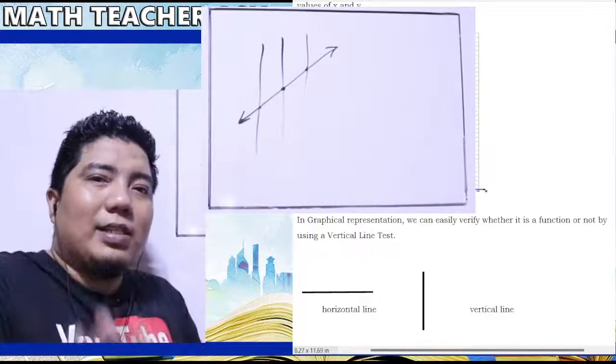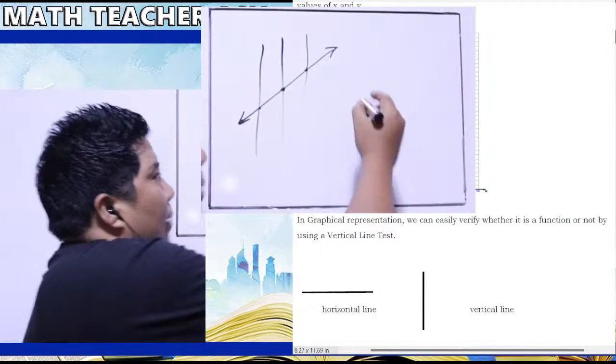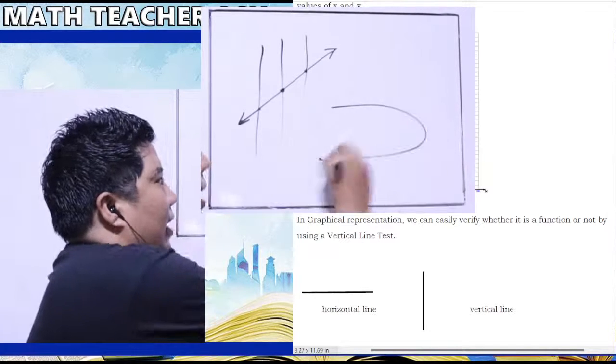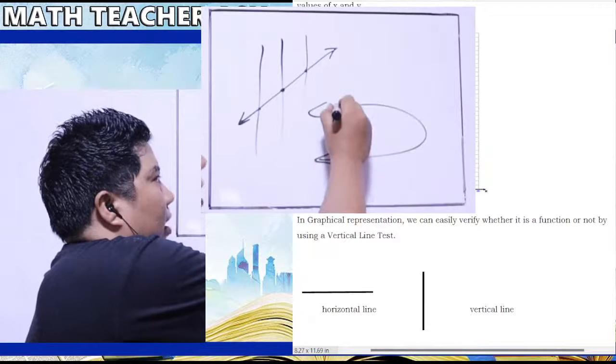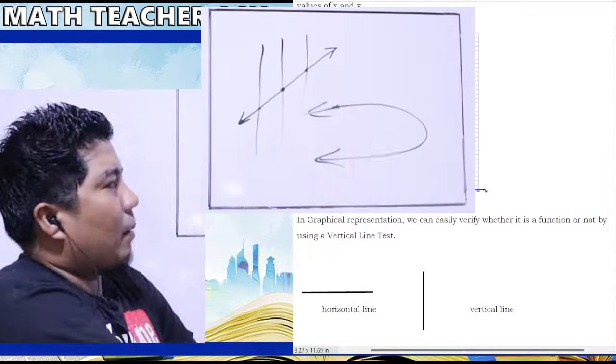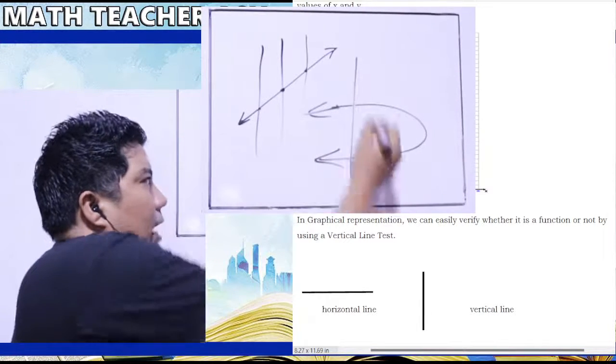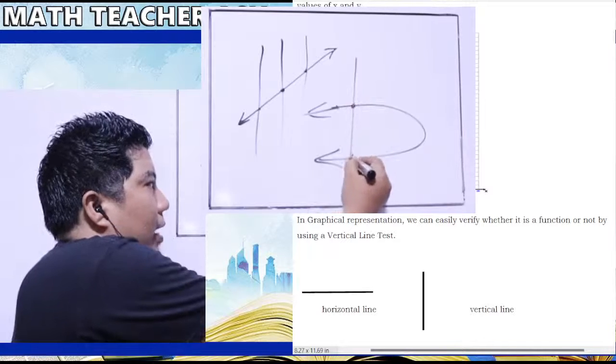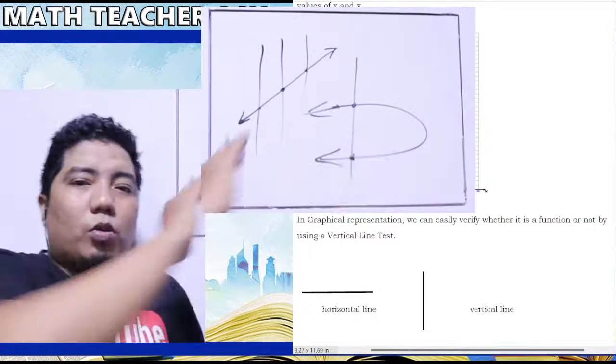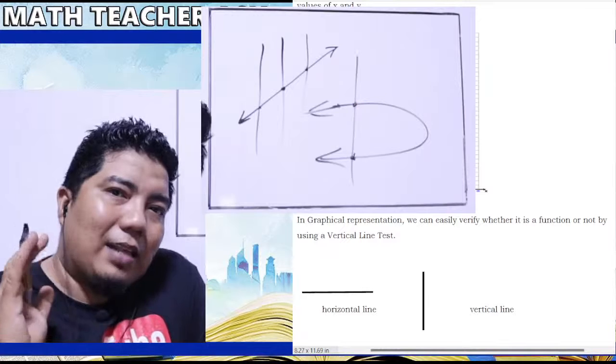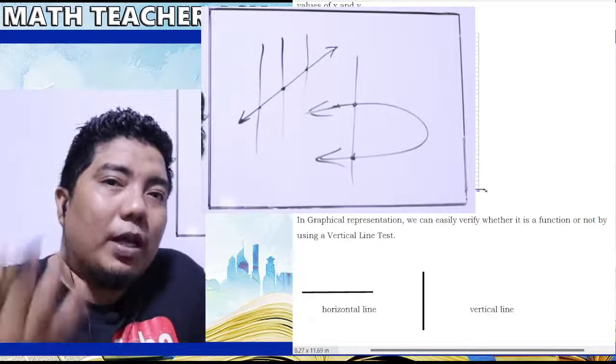However, kapag yung isang graph, dalawang beses mo tinamaan. For example, yung graph is like this. Yan, example like that. Okay, ganito daw yung graph. Now, kapag gumamit ka ng vertical line test, yan, dalawang beses mong tinamaan ang graph na ito. So, technically, that is not a function anymore. That will become a relation.